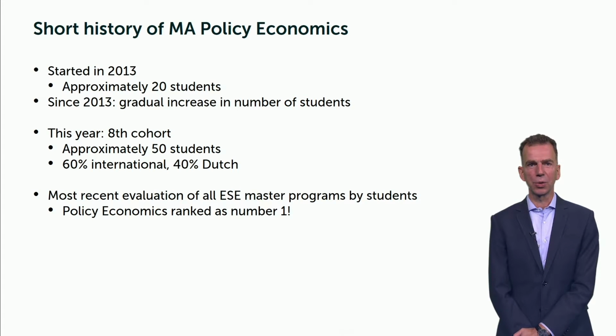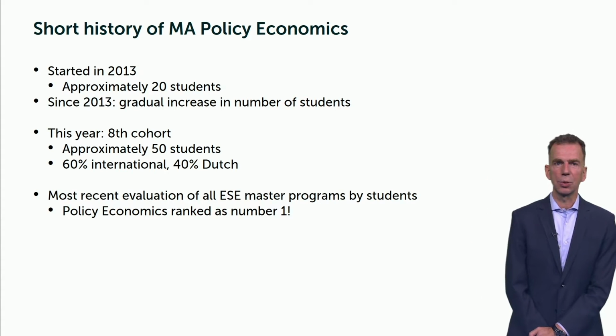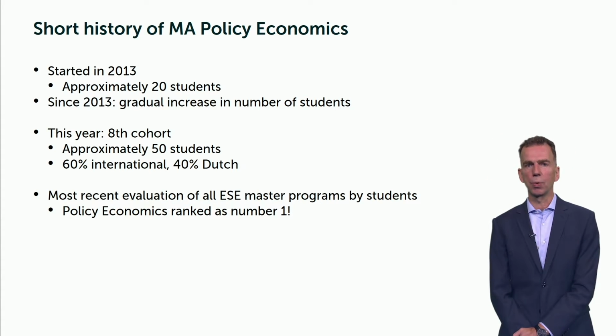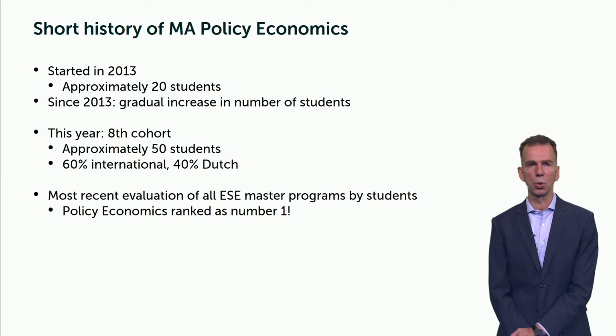I would like to tell you something about the history of the Master Program of Policy Economics. We started in 2013 with approximately 20 students, a small group. And since this first year, we have a gradual increase in the number of students. And this year, we have cohort number 8. And the size of this cohort is approximately 50 students. 60% is international, 40% is Dutch.